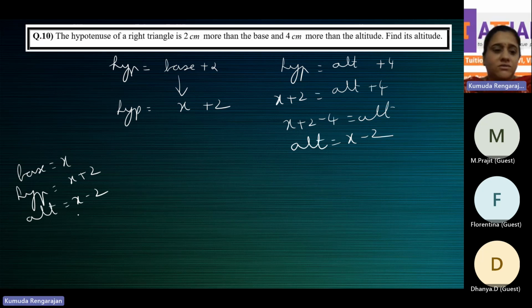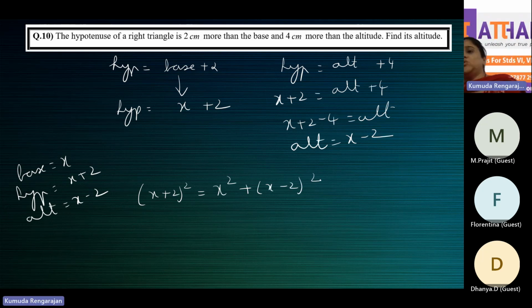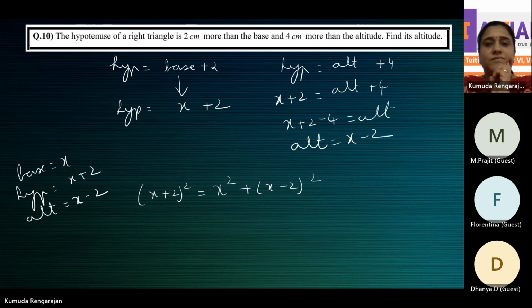Now how do you connect this? Hypotenuse square is equal to base square plus altitude square. The value you get for x may be different, but the numbers you get for base, altitude, and hypotenuse will be the same.